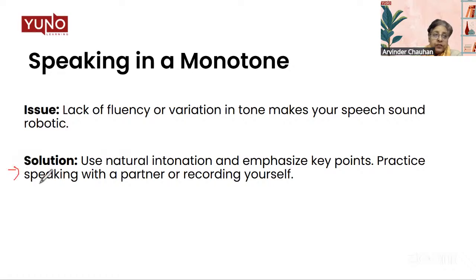Okay. So what's the solution to a monotone? Natural intonation and emphasize key points. What is intonation? Intonation is pausing where it is required to pause, allowing your voice to go up a little, allowing your voice to stress on a certain point. If you just heard me, I just said allowing your voice to stress on a certain point. So my voice stressed on the word stress, right? So that will create those nice sound waves, the ups and downs of the voice. Okay, let's move on from here.